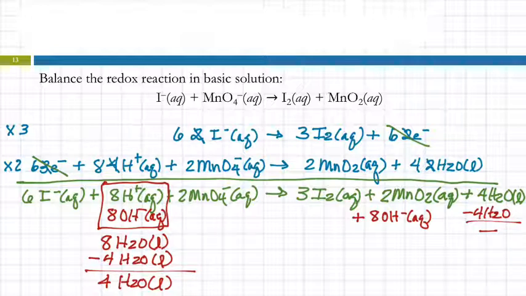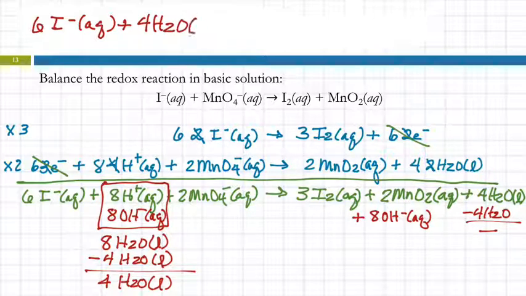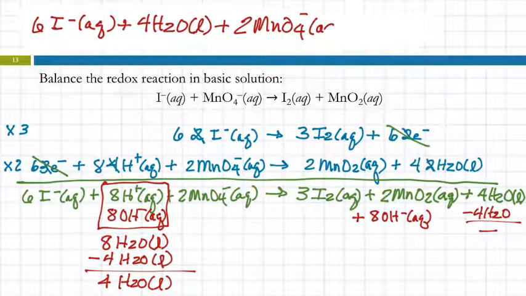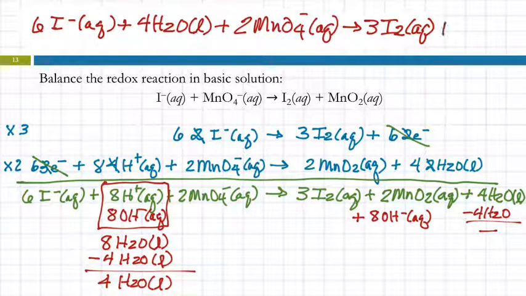So now we're going to copy everything down. 6 I minus aqueous plus 4 H2O liquid plus 2 MnO4 minus aqueous gives me 3 I2 aqueous.